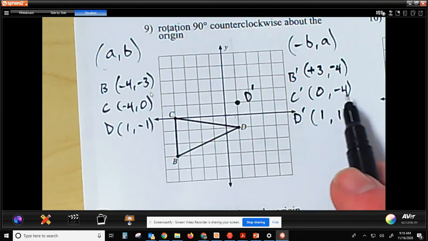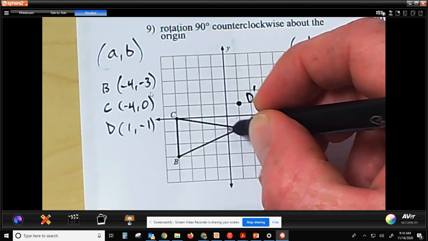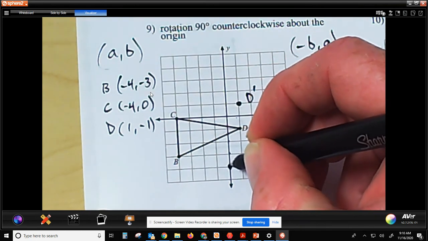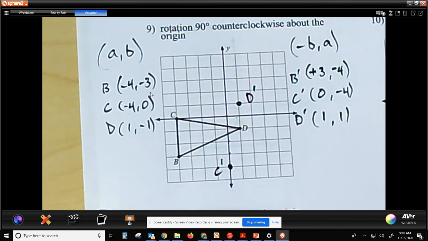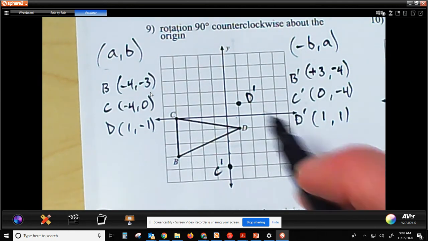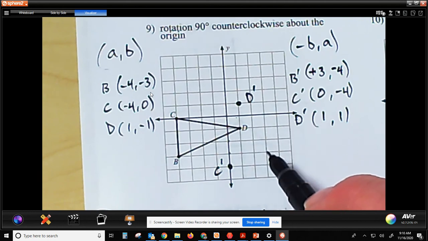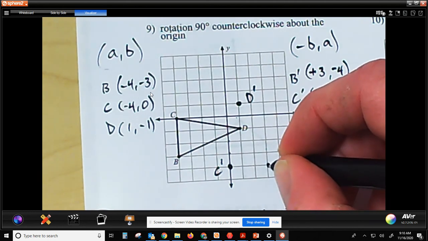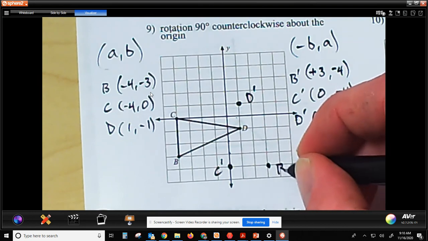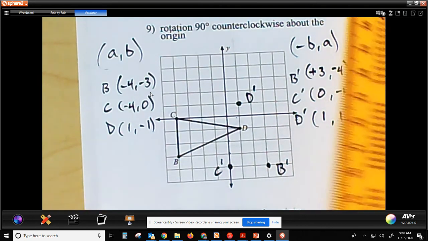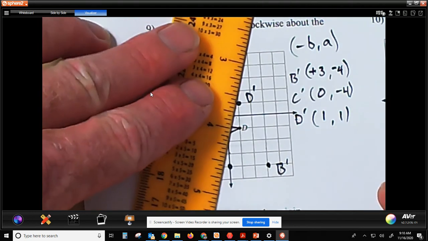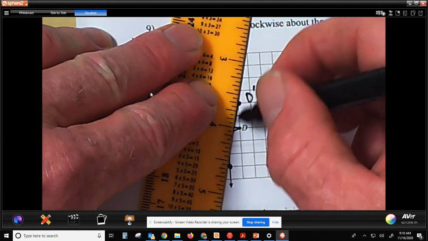0, negative 4. 1, 2, 3, 4. Is C prime. And over 3, 1, 2, 3, down 4. 1, 2, 3, 4. I think it worked. Make it look pretty with straight lines.